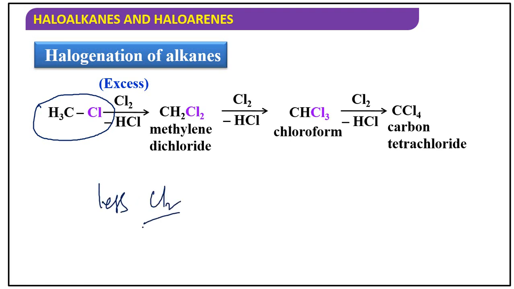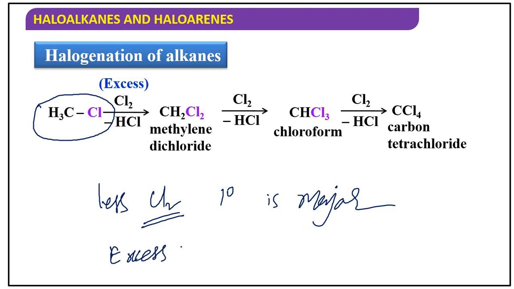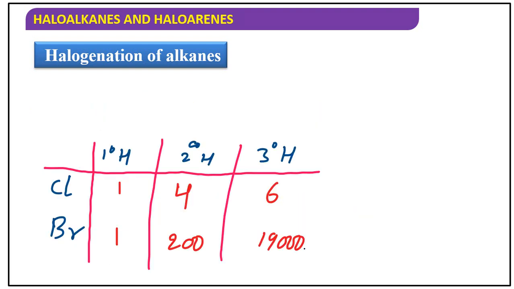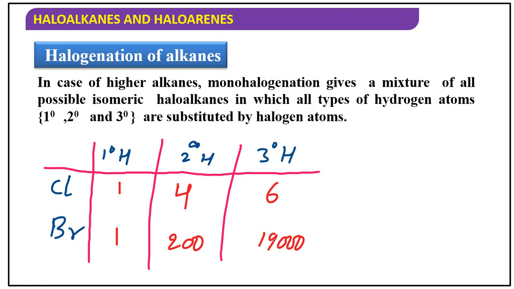If you take less chlorine, then primary is major. If you take more, meaning excess chlorine, then obviously tertiary is the major. Then halogenation of alkanes: primary, secondary, tertiary halogenations are there.